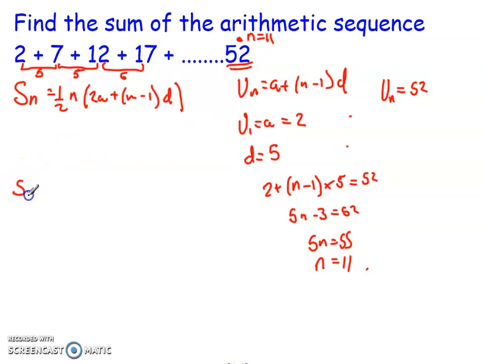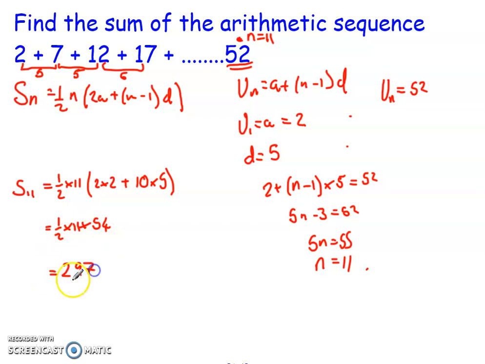So I know I'm doing the sum of the first 11 terms, so S11, and that's going to be given by a half times 11 bracket 2a, so 2 times 2, plus n minus 1, which is 10, times the d, which is 5. So that's then going to be a half times 11. Now I've got 2 2's, which are 4, 5 10's, which are 50. 50 plus 4 gives me 54. So I've got a half times 11 times 54. If I do all of that, I end up getting 297.